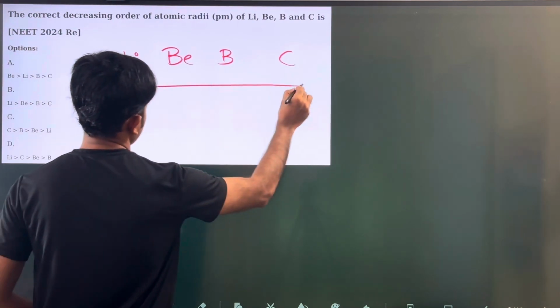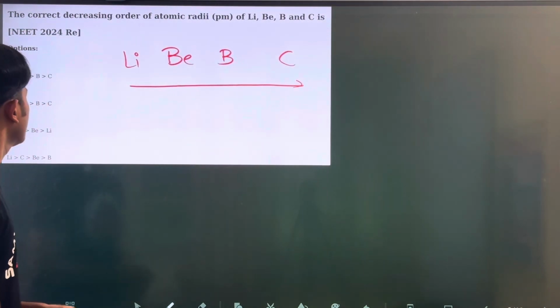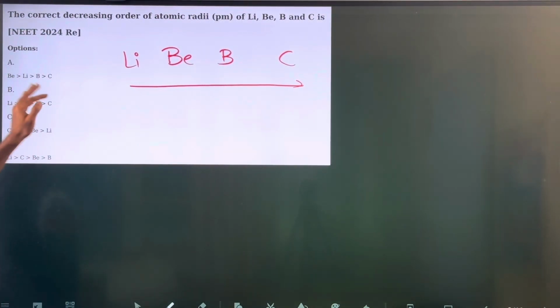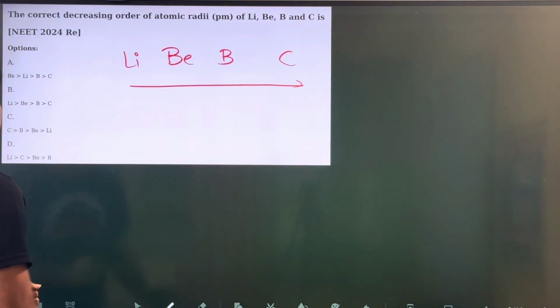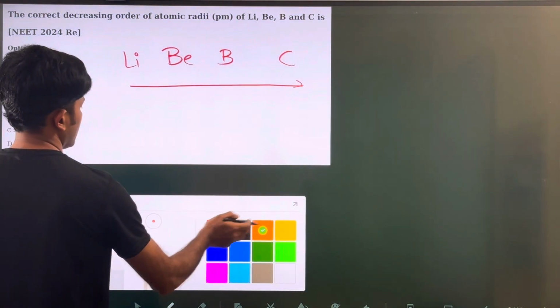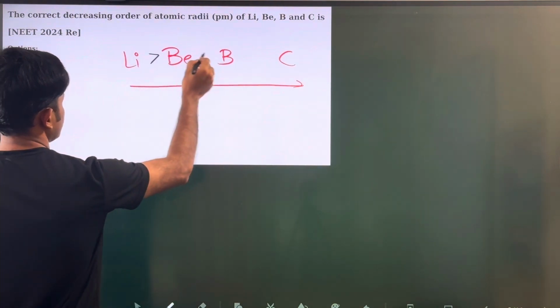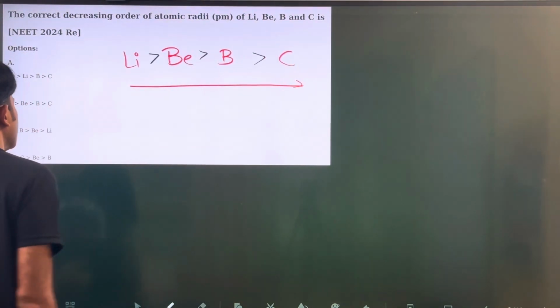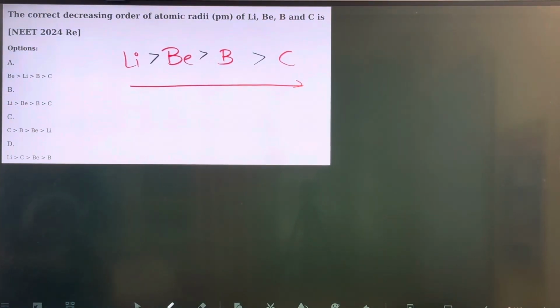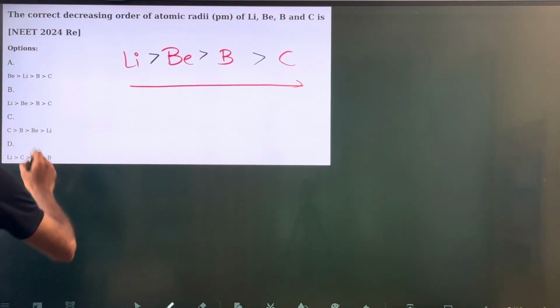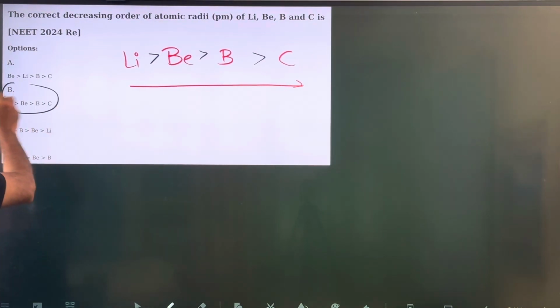As you know that across the period size decreases, now you have to arrange in the decreasing order. So you have to put this sign, which represents the decreasing order. Which option is matching here? Very nice, it is option B that is matching.